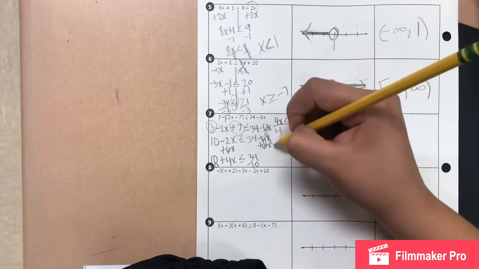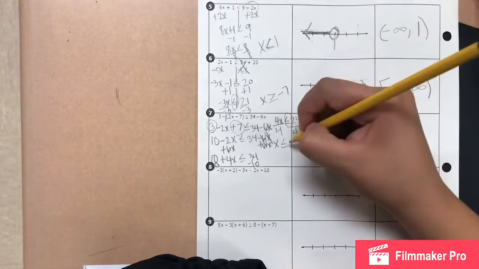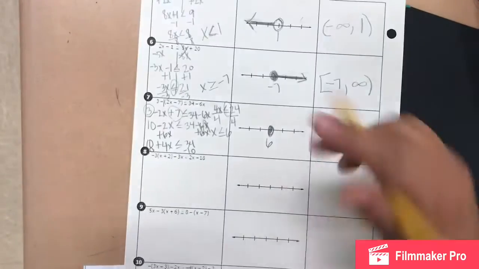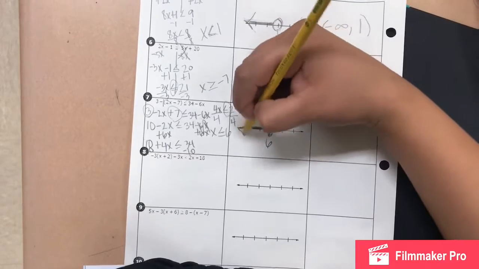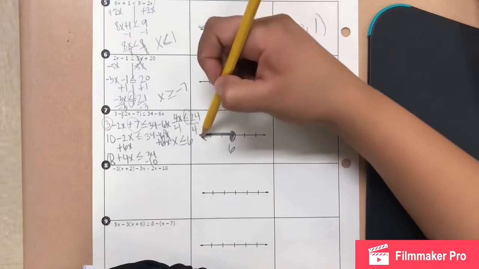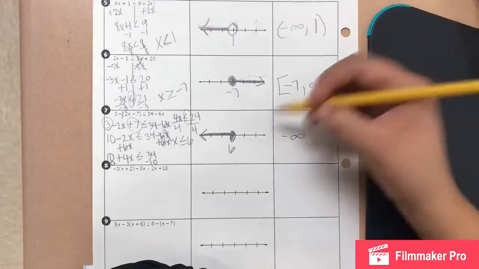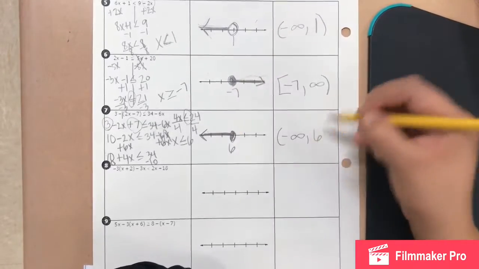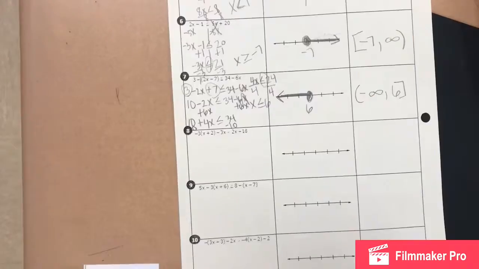I did not divide by a negative, so it stays less than or equal to. 24 divided by 4 is 6. It is a closed circle on 6, and I look for values where x is less than 6, which is to the left. Now I read it from left to right. From the left, it goes on forever and ever and ever, so that's negative infinity. And I cannot close off negative infinity, so it's parentheses. And then it stops at 6, and it's a closed circle, so that's a bracket, because it's included.